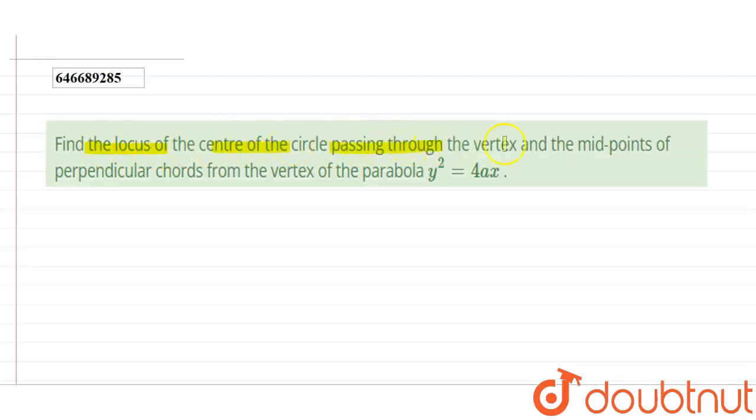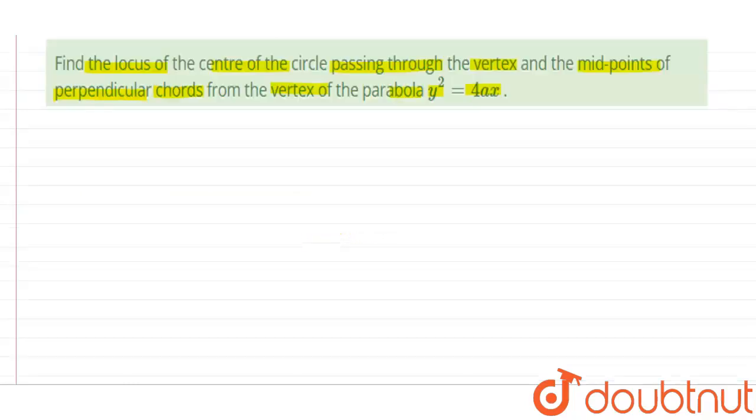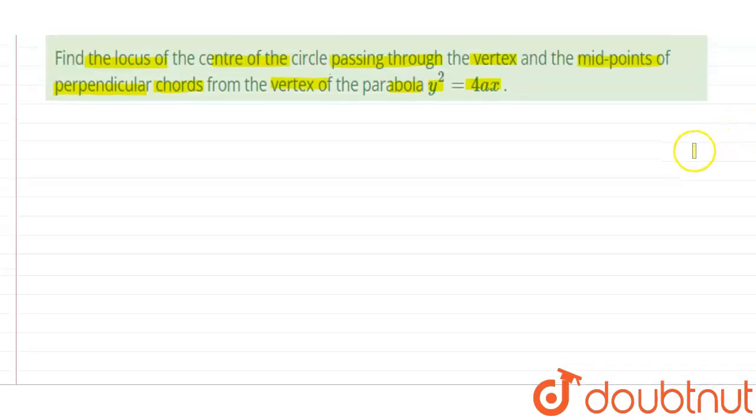So today we have to solve this problem: find the locus of the center of the circle passing through the vertex and the midpoints of the perpendicular chords from the vertex of the parabola y square is equal to 4ax. So first of all, we try to draw the figure.